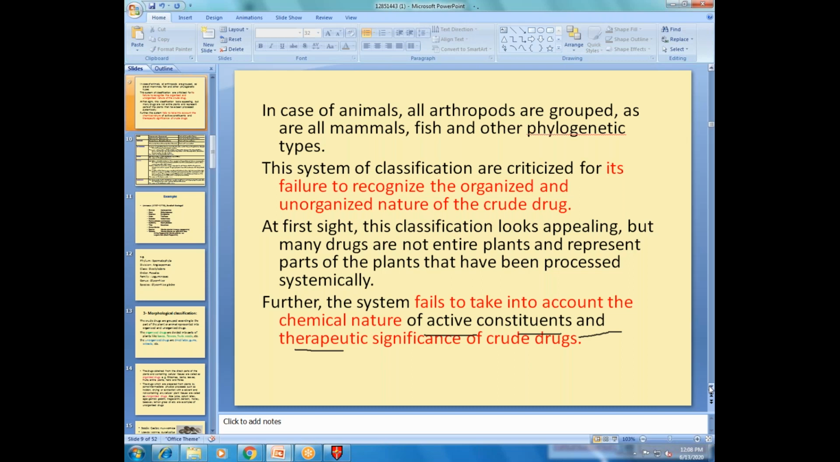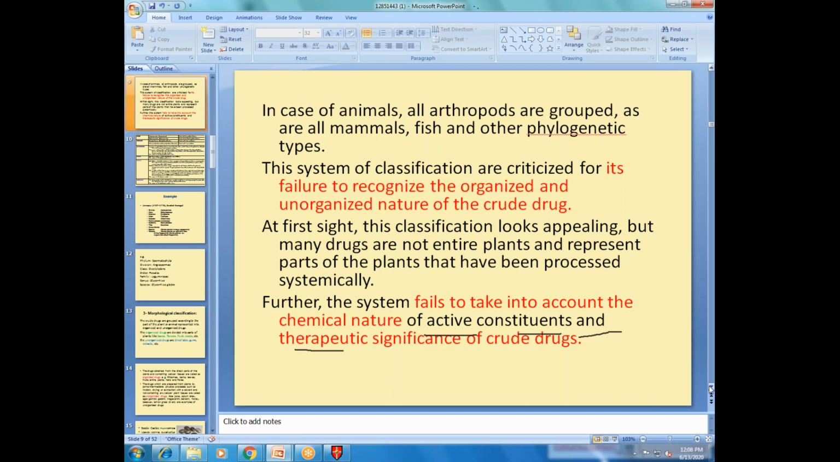At first sight, this classification looks appealing, but many drugs are not entire plants and represent parts of plants that have been processed systematically. In this class, it looks very good. See, one category of drugs will come under this.